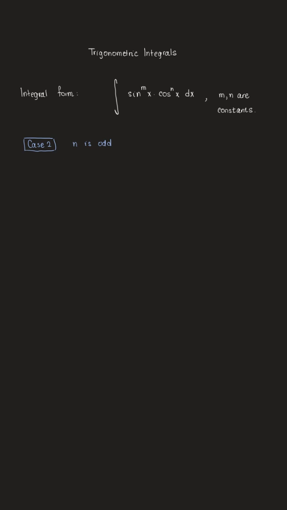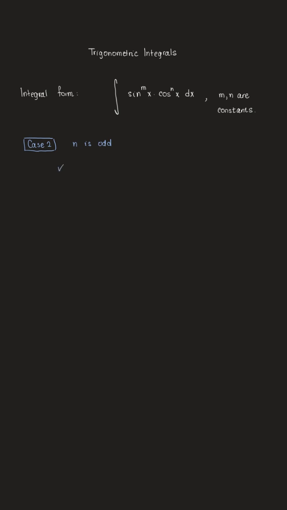Okay, so our case number 2 of trigonometric integrals is very similar to case number 1. Again, we're looking at an integral of the form sine to the m power of x times cosine to the n power of x dx. And this time we're going to think about what happens if the power of the cosine is odd. And it's going to be extremely similar to what we did in case number 1.